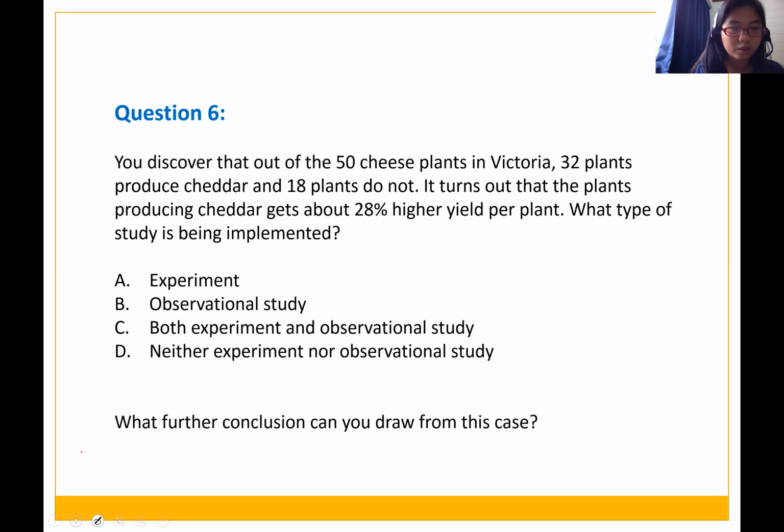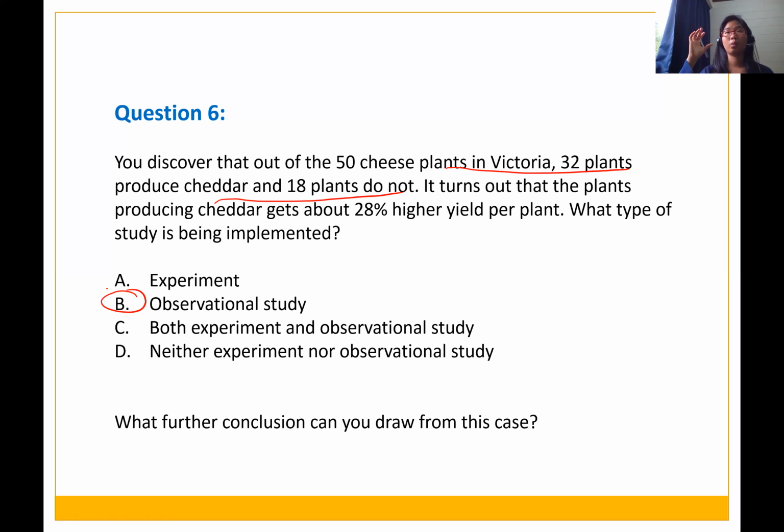So this is an observational study, and the extra question there is what further conclusion can you draw from this case? In this case, because it's an observational study, the only relation that we can draw has to relate to association, but not cause and effect relations. So the additional conclusion that we draw from here.